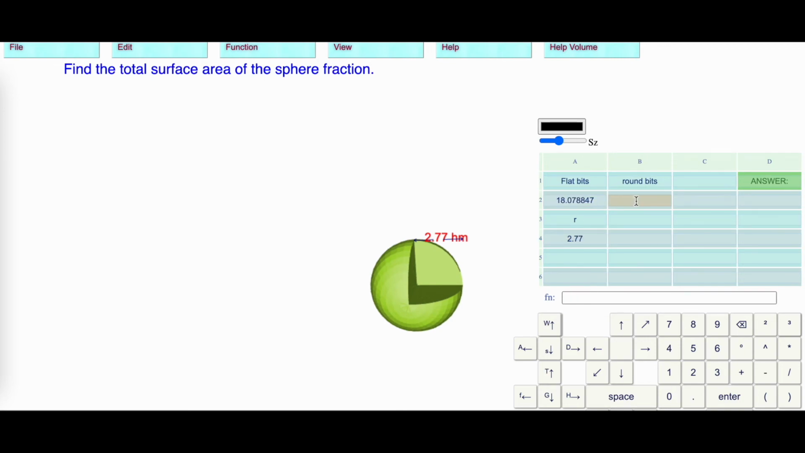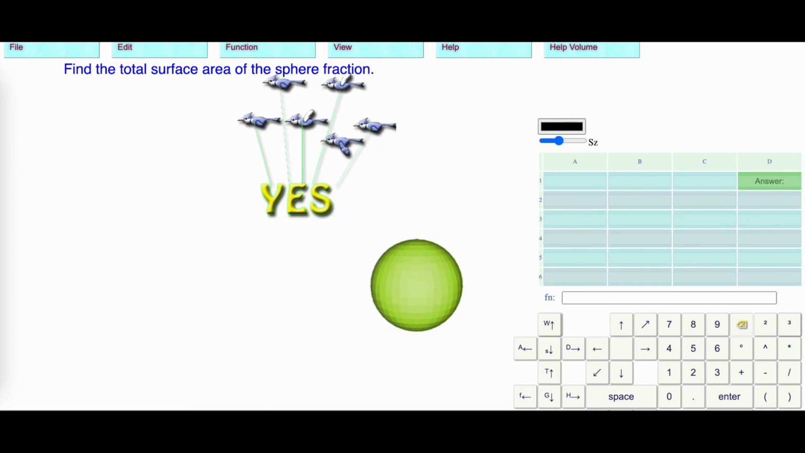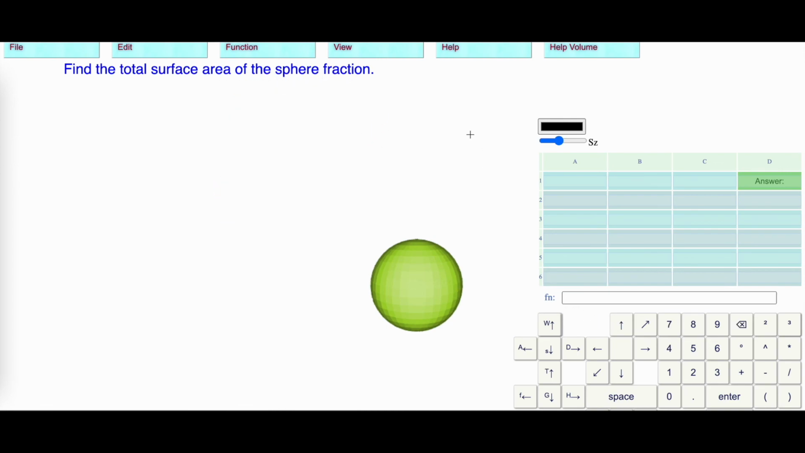In the round bits, we have 7/8 of 4 pi r squared, which is a full sphere. 4 times pi times the radius squared, to the power of 2. The total surface area, the units are hectometers. The flat bits added to the round bits. Then we put our units, hectometers squared, and press return to see if you're right. And that's it for total surface area of sphere fractions. Have a good day.